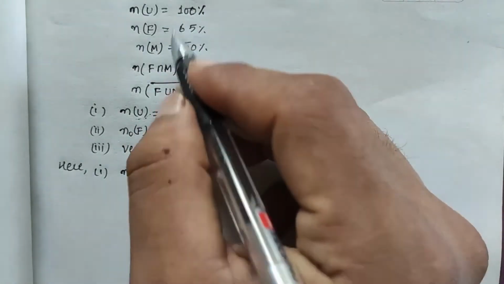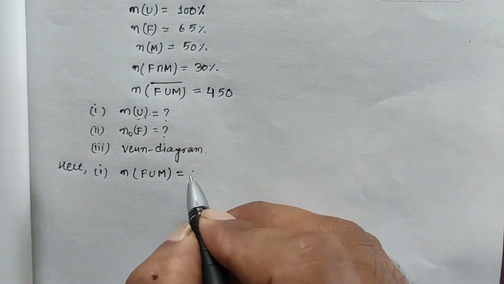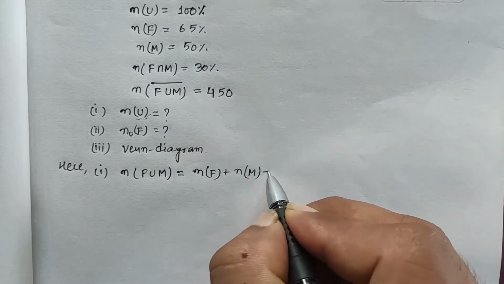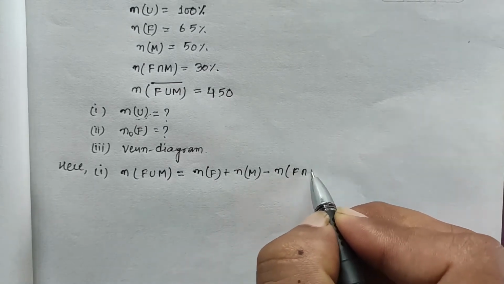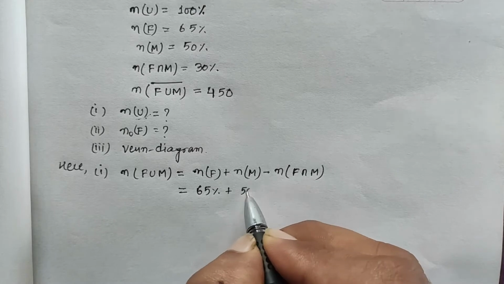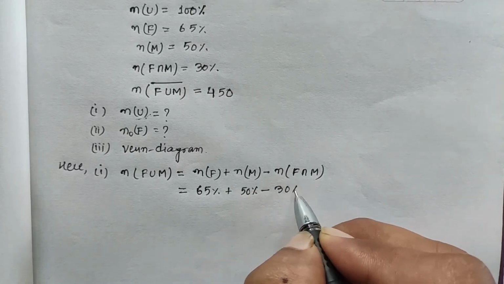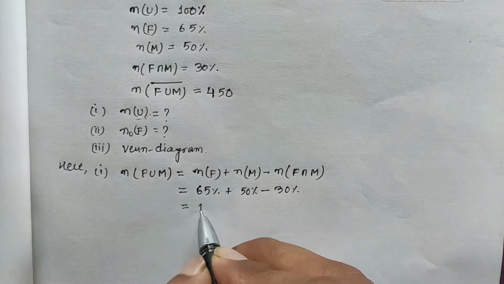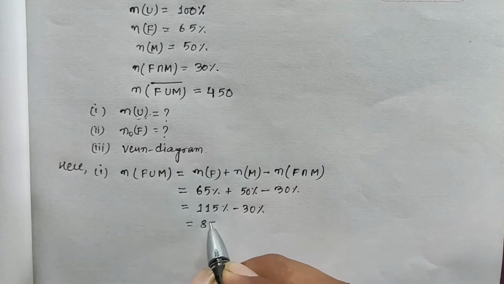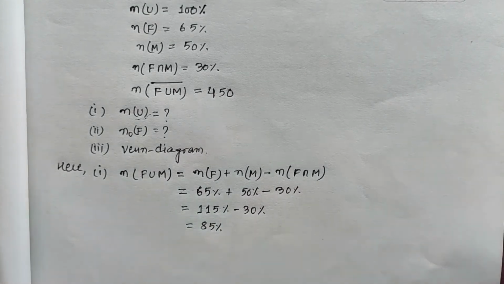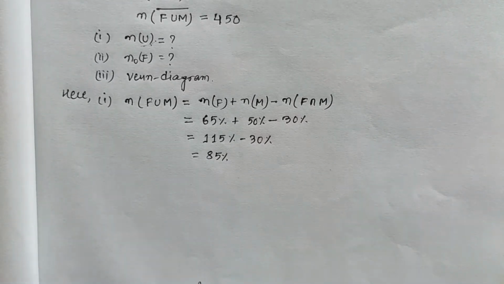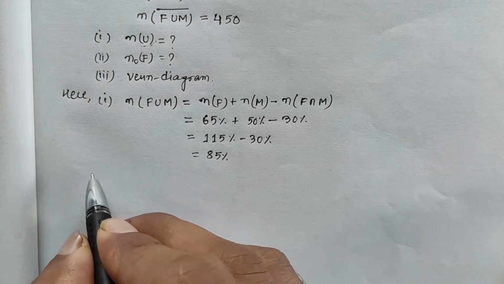So it is how much? We are finding it in percentage first. It is NF plus NM minus N of F intersection M. All of them are in percentage, so we are not solving it in numbers now. Then it becomes 115 minus 30, which is 85% here. So we have found the union, and now we will find the complement. If we can find the union, we can find the complement also.